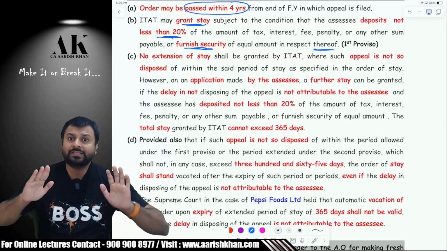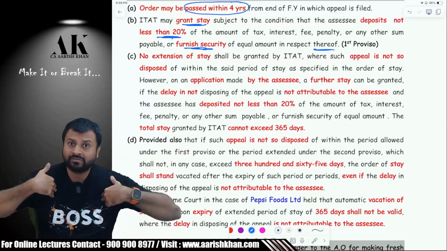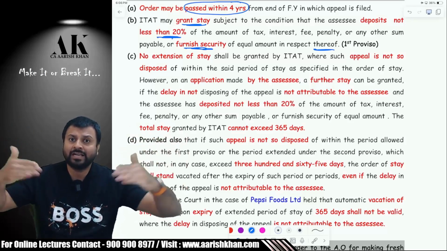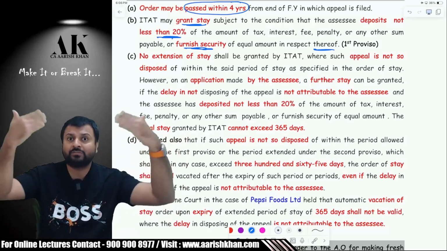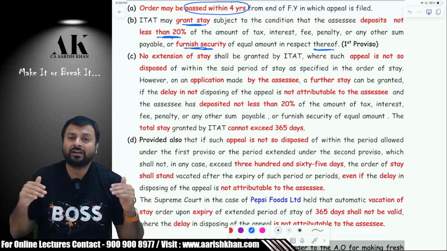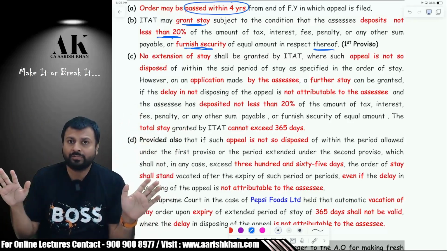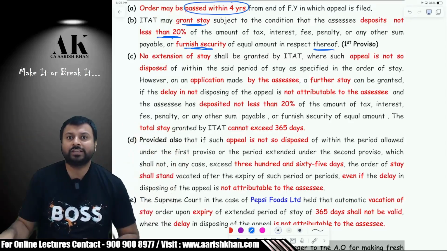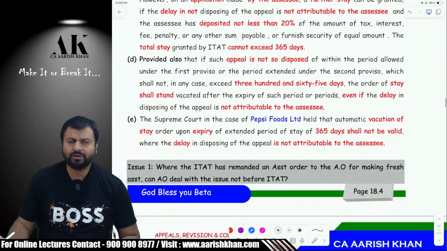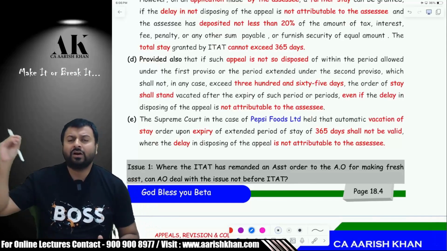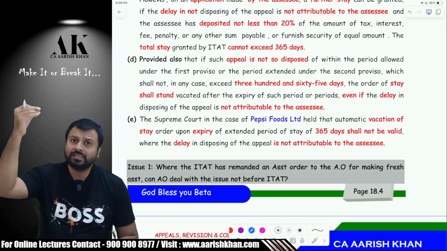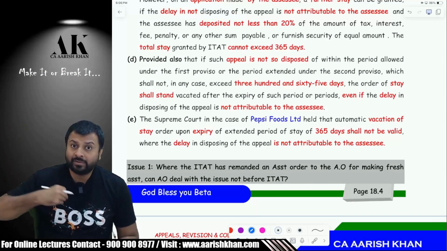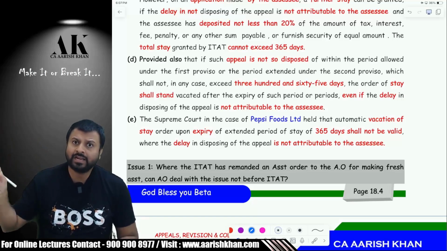But if the mistake is of the ITAT, not of the assessee, then there can be an extension up to 365 days. So if the delay is attributable to the assessee, then extension will not be allowed. But if the delay is attributable to the ITAT, then the extension will be allowed up to 365 days. After 365 days, what will happen? After 365 days, whether the delay is attributable to the assessee or to the ITAT, the stay will vacate, and I have to pay the tax.